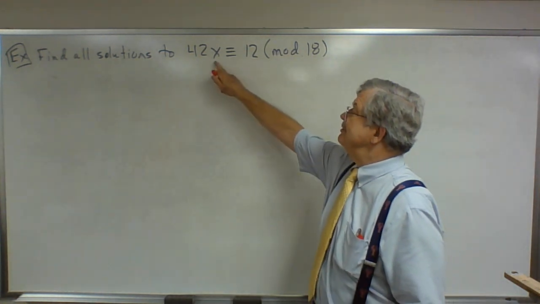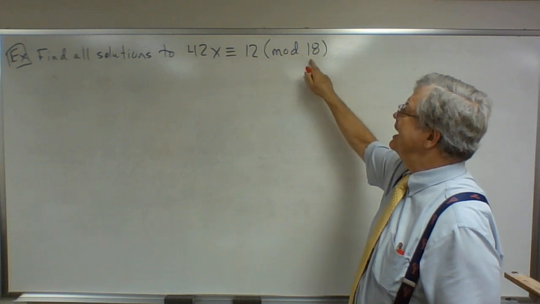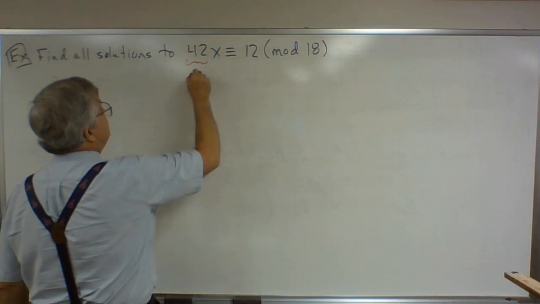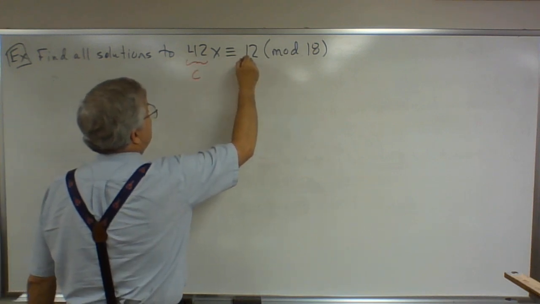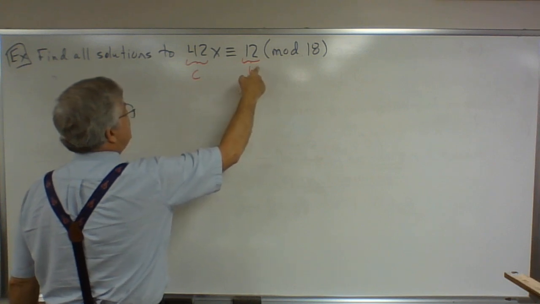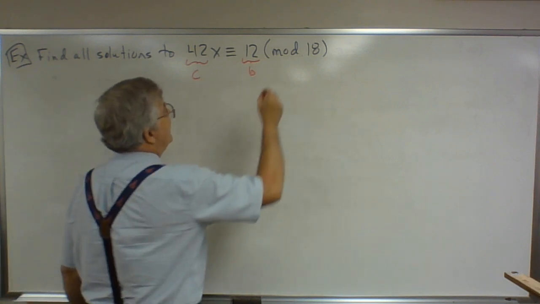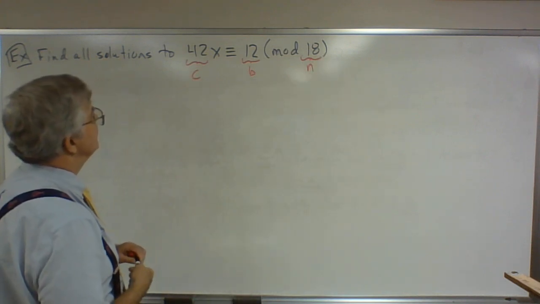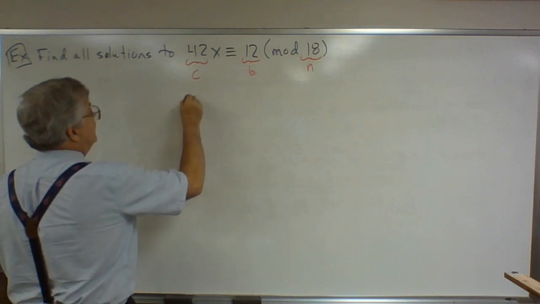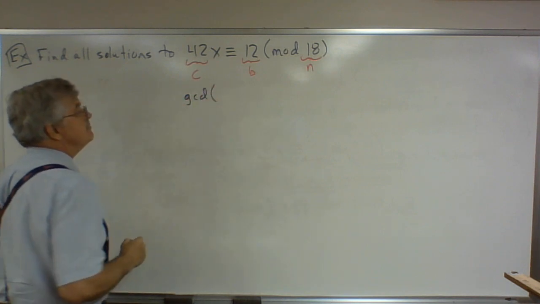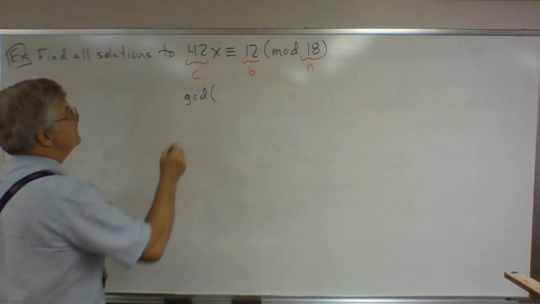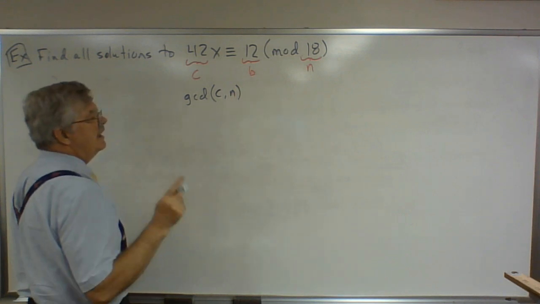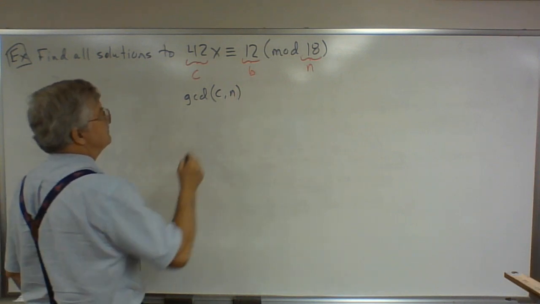Find all solutions to 42x congruent to 12 mod 18. Here is our C. Here is our B, but that doesn't really matter. And here is N. Greatest common divisor of C and N. By the way, this does actually matter. I'll remind us why in a second.